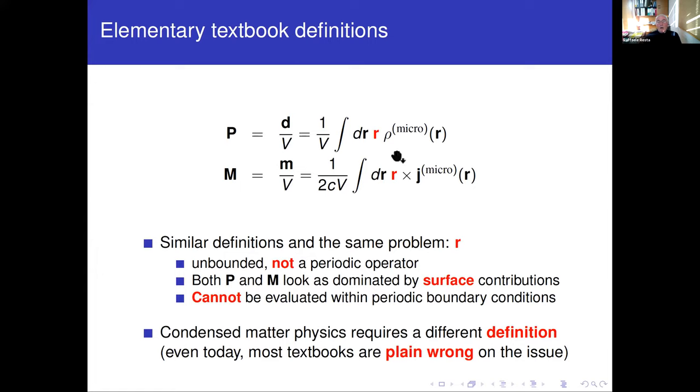Furthermore, those integrals are dominated by surface contributions, of course, because there is an extensive contribution from the surface. When we divide by volume, you certainly have a non-negligible contribution by the surface. So if I cut a piece of the material in the bulk, really I cannot tell what the polarization is from those two formulas. And this is the reason why the problem was so difficult. Condensed matter physics requires a completely different definition. And even today, most textbooks are playing wrong on the issue.